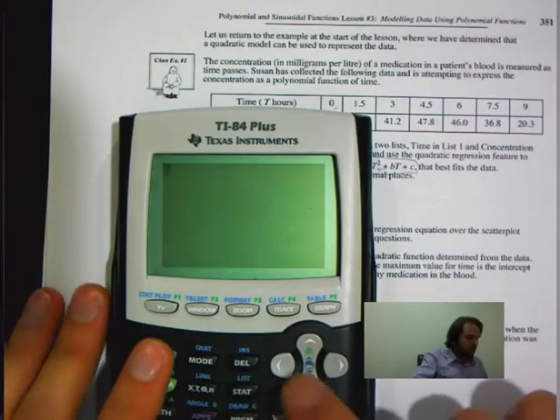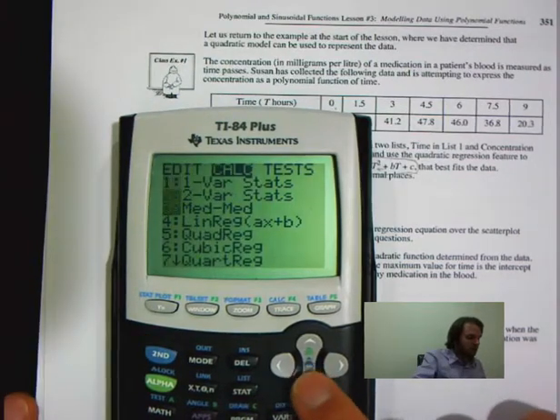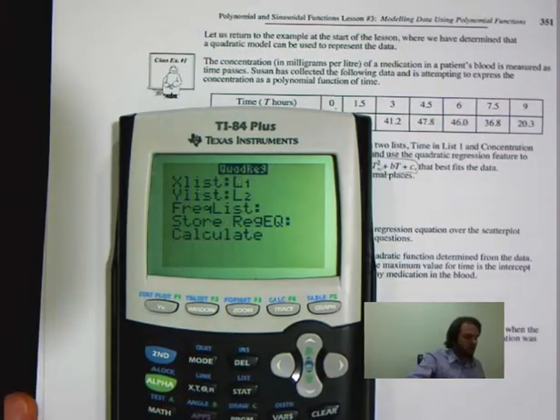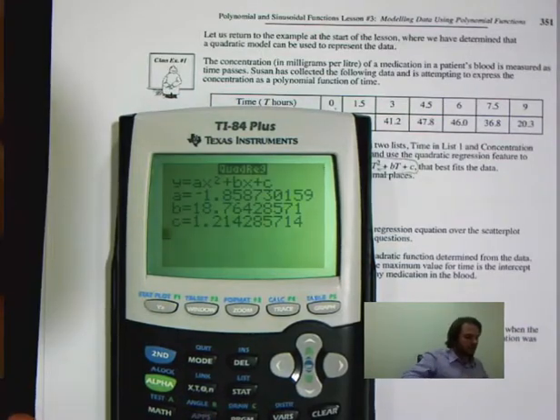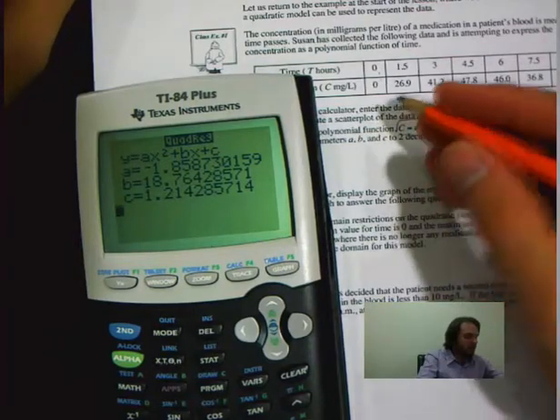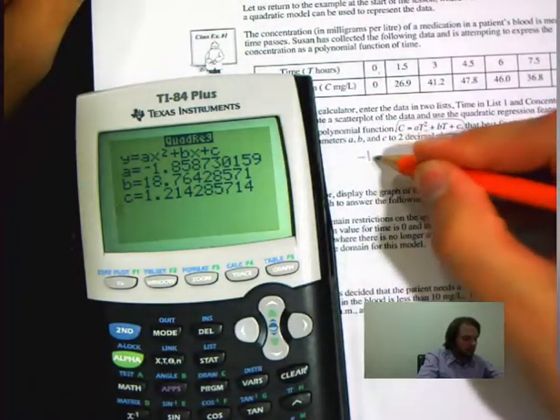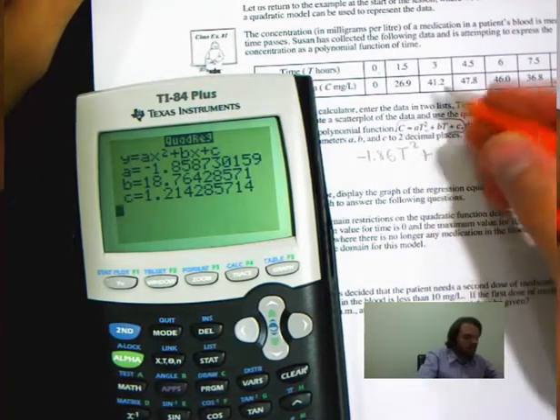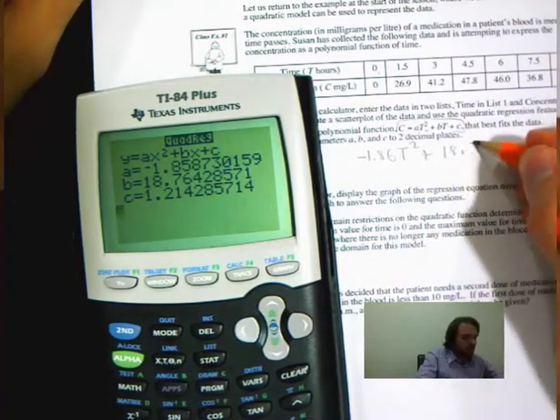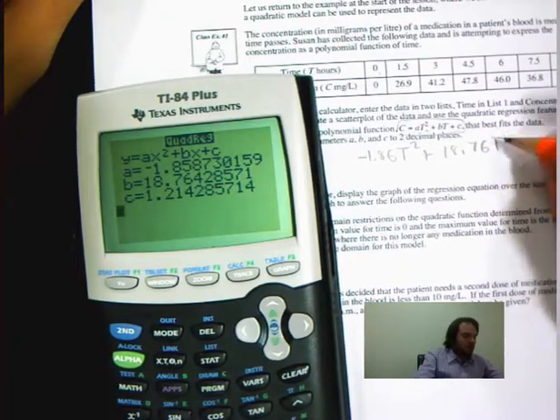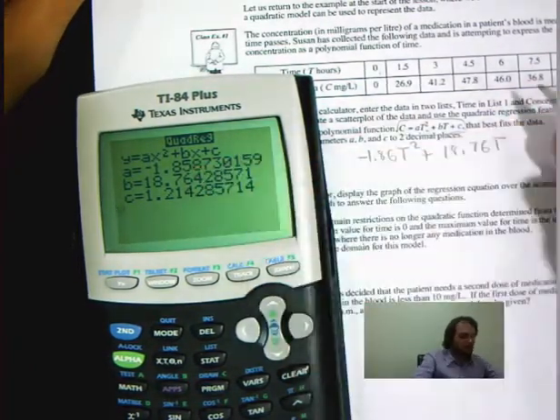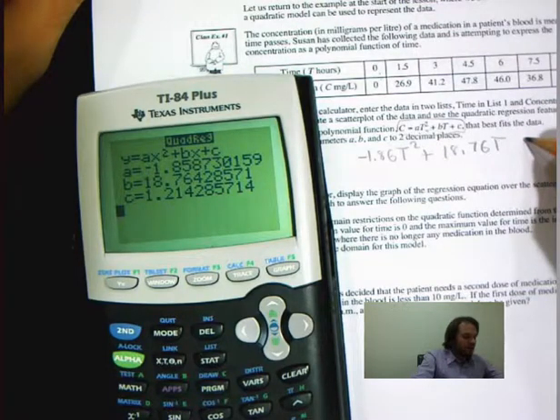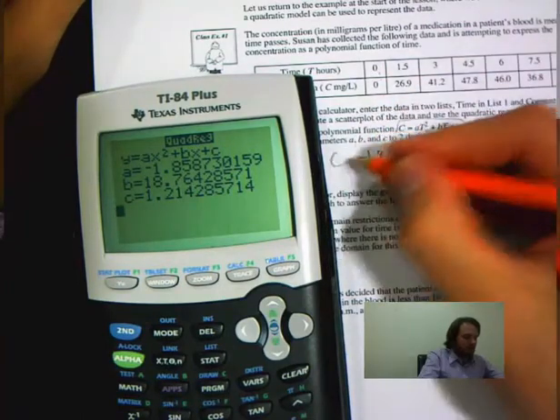So let's go in here and we want to calculate, and it's a quadratic regression. This one, x, y, enter. Okay, so my formula looks like this. I'm going to have -1.86 t squared plus my b is 18.76 t, and that was rounded down, this one rounded up because it'd be 8, and we're going to have plus 1.21, and that is c, is equal to all of that.